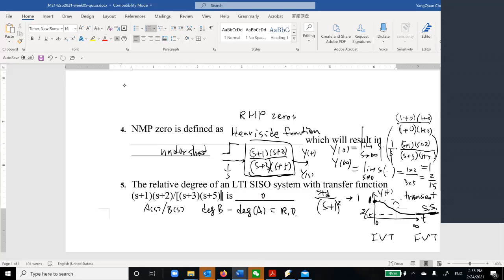So basically, I have Y(s). I want to do the inverse of Y(s), okay? But I do know that I have 3 poles in here.